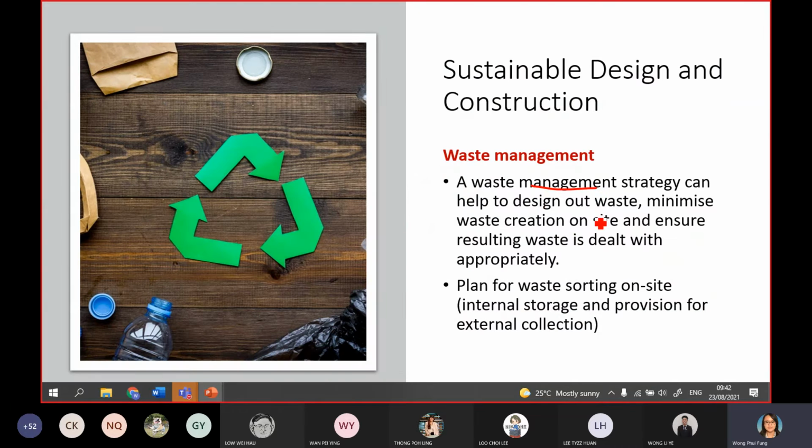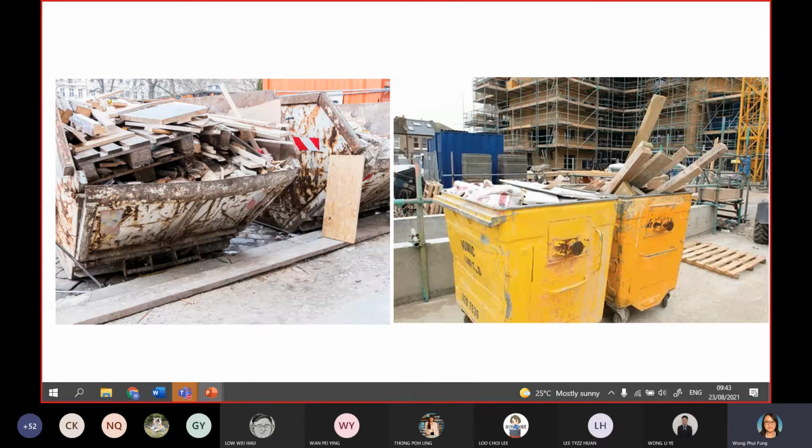So proper waste management can help to design out the waste, minimize waste creation, and ensure the waste is dealt with appropriately. That's why a project needs to plan to have some internal storage and also provide external collection to collect the waste. Okay, so these are some of the proper waste management. You can see that some of the timber, if it cannot be reused already, we can do proper waste management to reuse or recycle it.